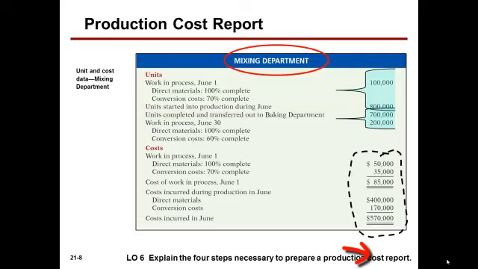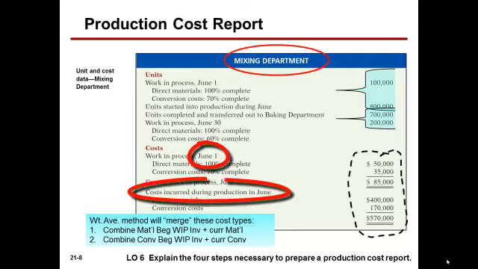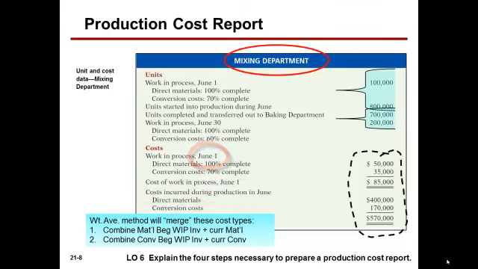The bottom part of this schedule brings in all the relevant costs we need to work with. We'll be using the weighted average method to complete the production cost report, which means we'll be merging or combining holdover costs of the prior period with current costs incurred during the month of June. We'll combine the material portion of the holdover costs from the prior month with the current material costs of June. Likewise for conversion costs, combining like categories of costs.